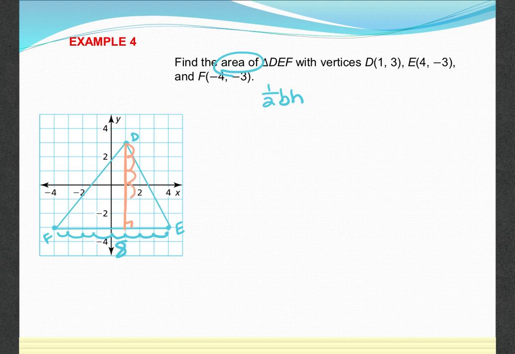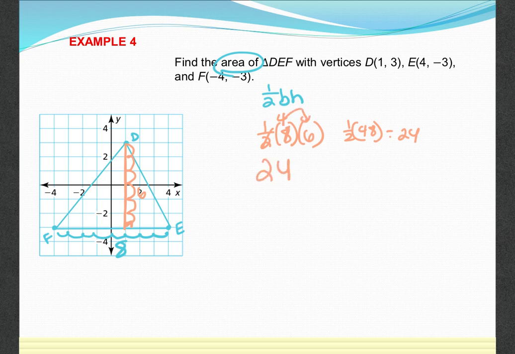And now I can count that distance. 1, 2, 3, 4, 5, 6. So the height is 6. And I'd get 1/2 the base, which is 8, the height, which is 6. I can either do 48 and then take a half of it, which would be 24. Or I can do half of 8, which is 4 times 6, which is also 24.